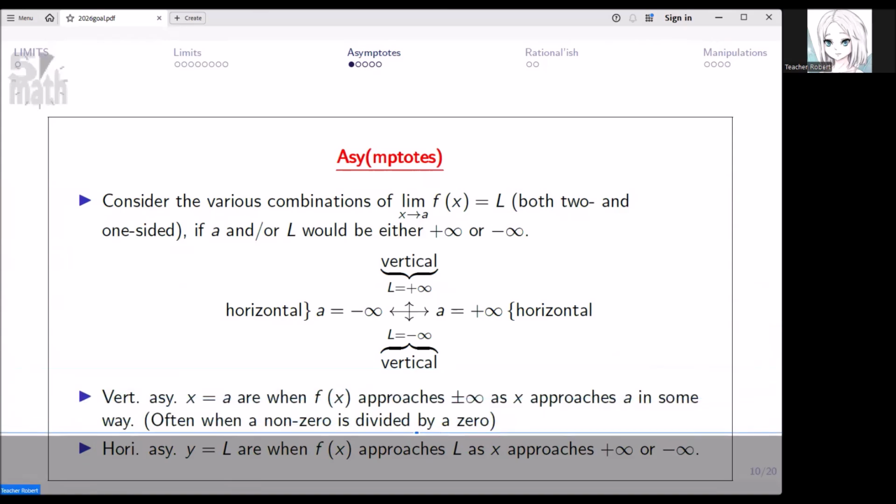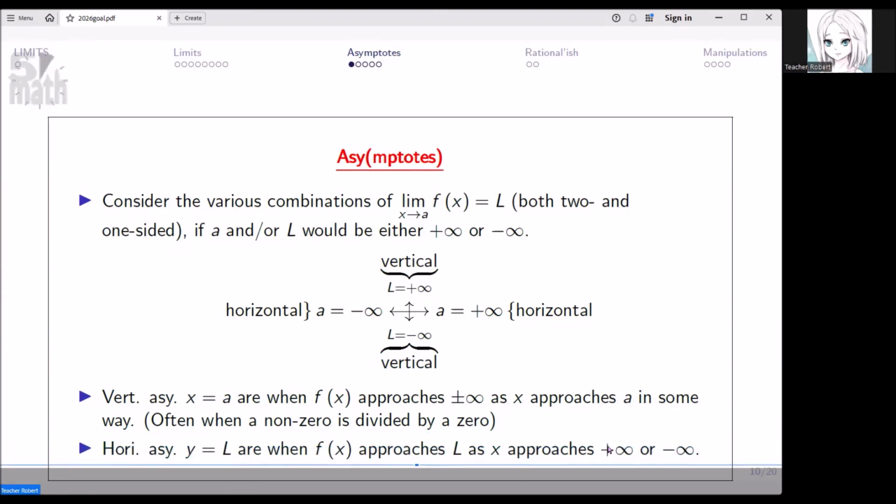Vertical asymptotes, x equals a, are when f of x approaches positive or minus infinity as x approaches a in some way, often when a non-zero is divided by a zero. Horizontal asymptotes, y equals L, are when f of x approaches L as x approaches positive infinity or minus infinity.